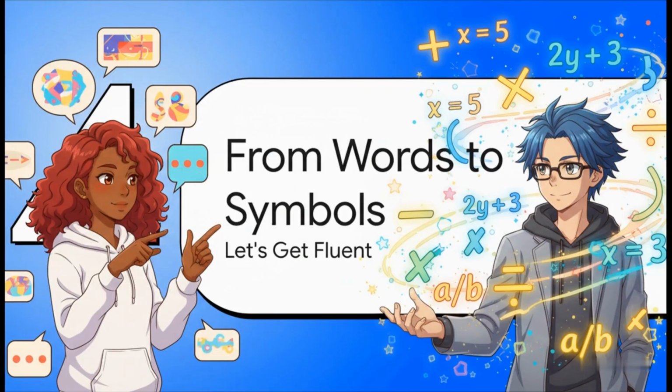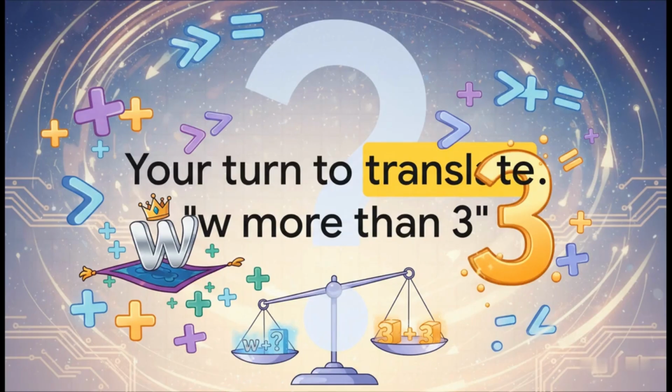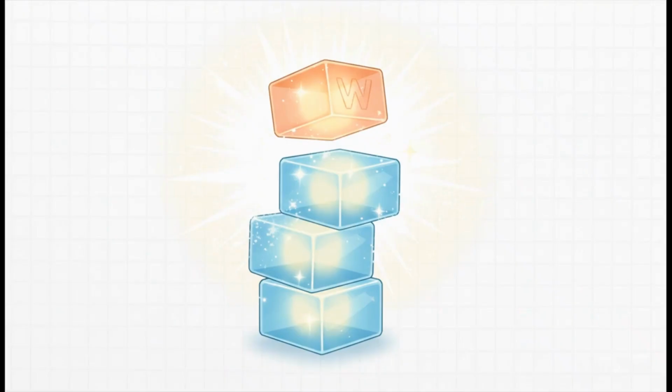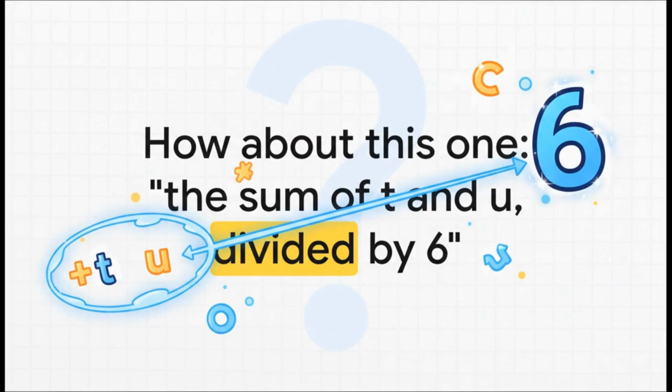Now let's put it into practice and test out your new fluency. Let's start with a simple one. How would you translate this? W is more than 3. Go on, take a second. How would you write that in the language of algebra? Did you get it? The most direct translation is 3 plus W. That phrase, more than 3, tells us that 3 is our starting point. Now, even though W plus 3 gives you the same result, this is a more literal translation of the words, so well done.